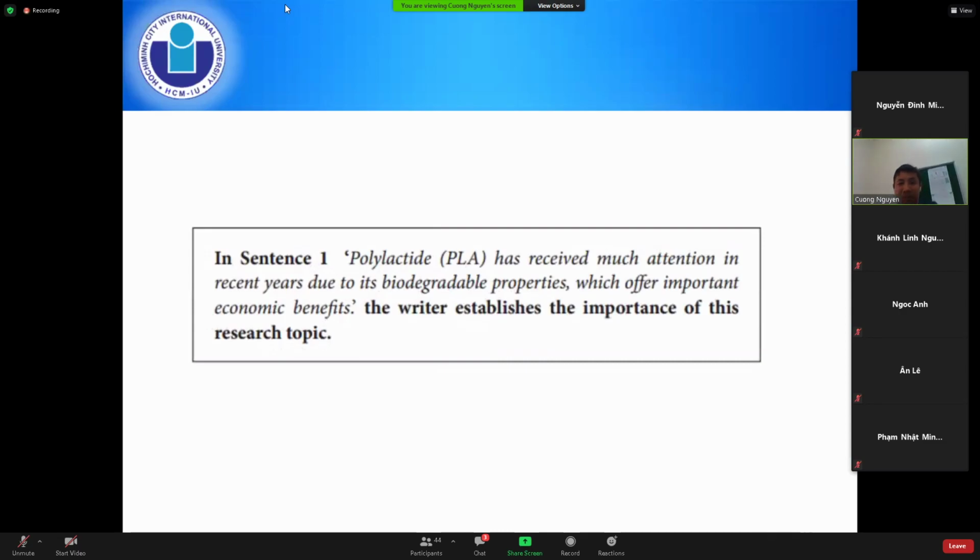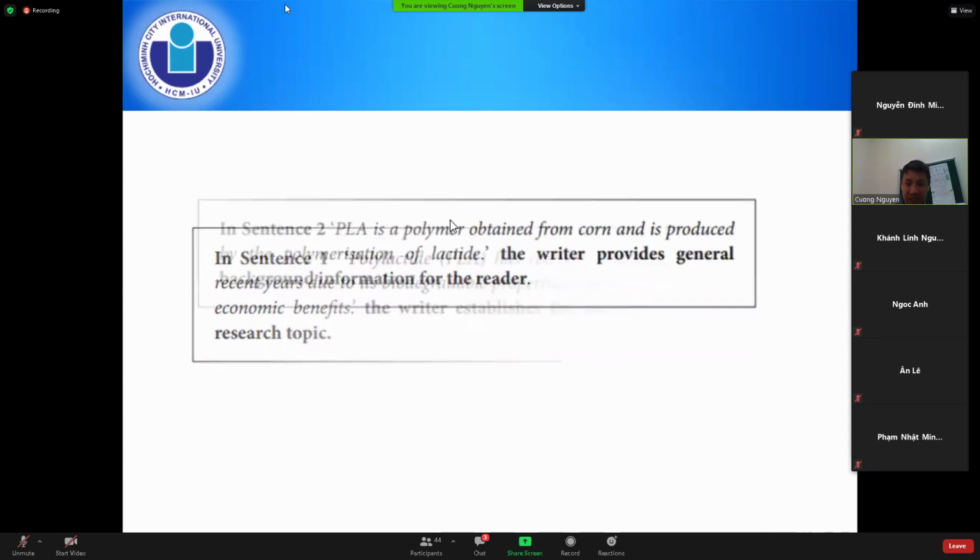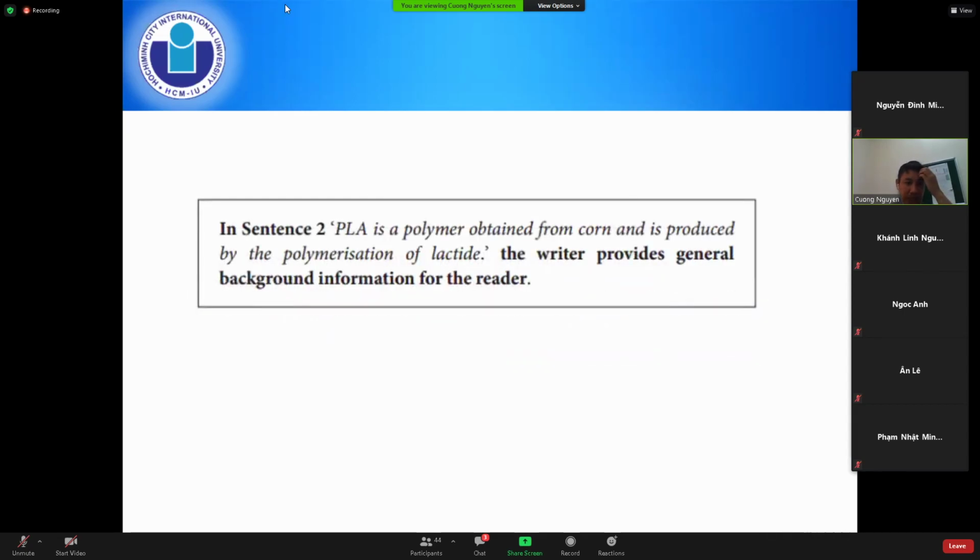So number 1 again. Number 1, PLA has received much attention in recent years due to its biodegradable properties, which offer important economic benefits. It is about the importance of this research topic, right? The function is that the writer tries to establish the importance of this research topic, because a lot of attention has been paid, and because of its economic benefits, right? So number 1 is a kind of lead-in.